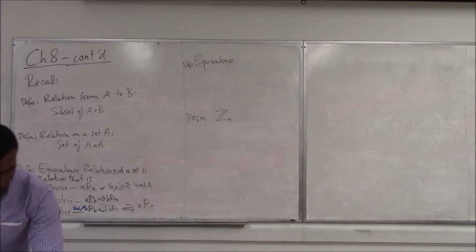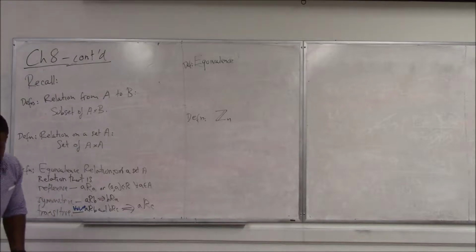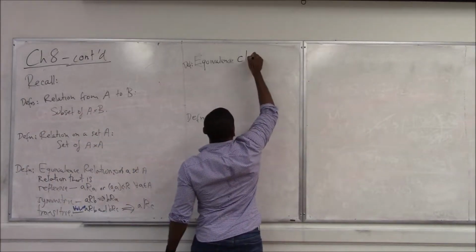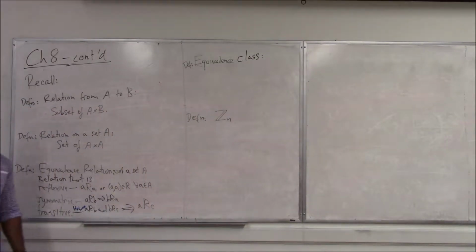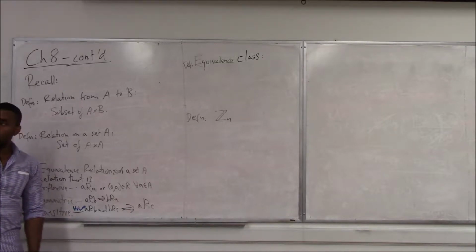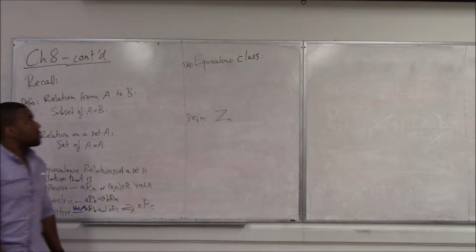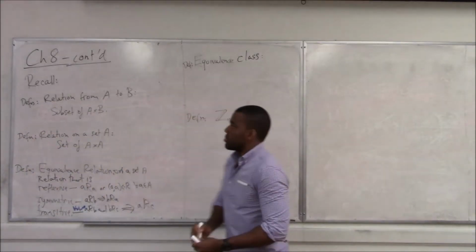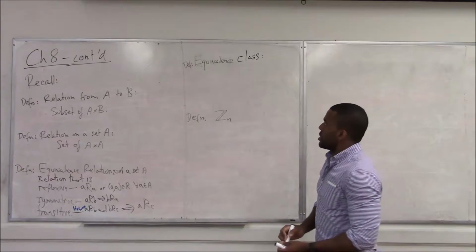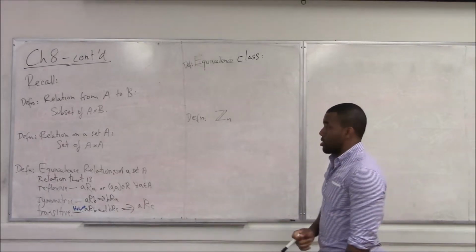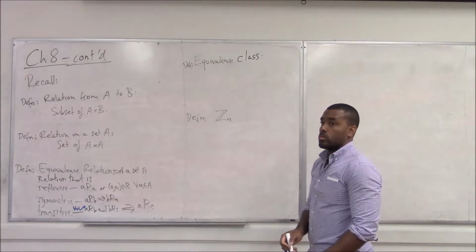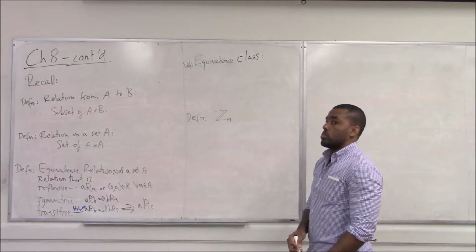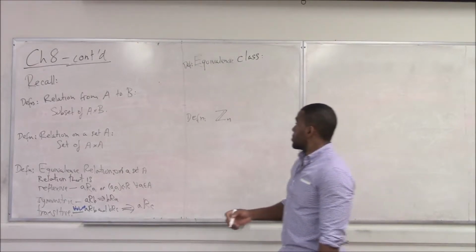What is an equivalence class? You can describe it as a set if you want. It's a subset of an equivalence relation. It's not a subset of an equivalence relation, no. They don't have to be ordered pairs. It's the set of all b in A such that a is related to b.